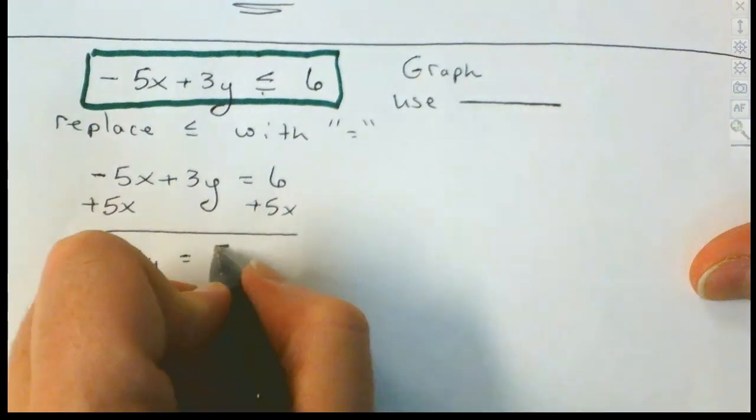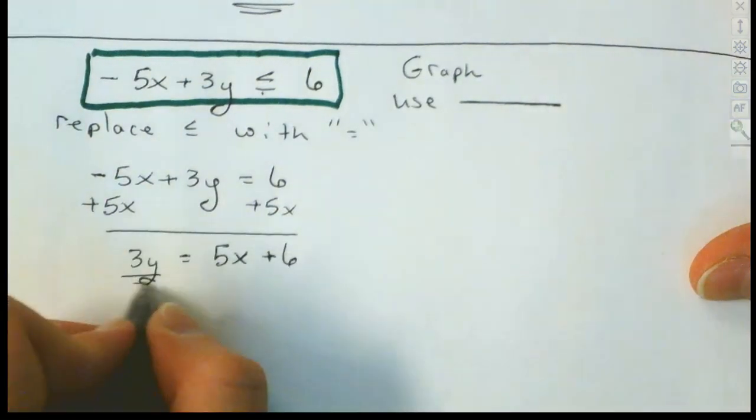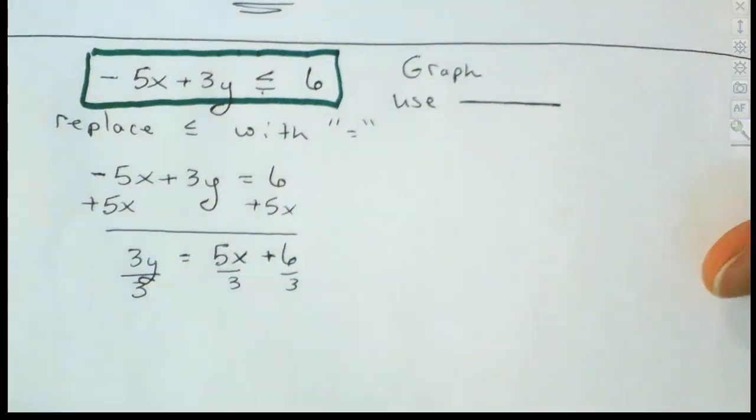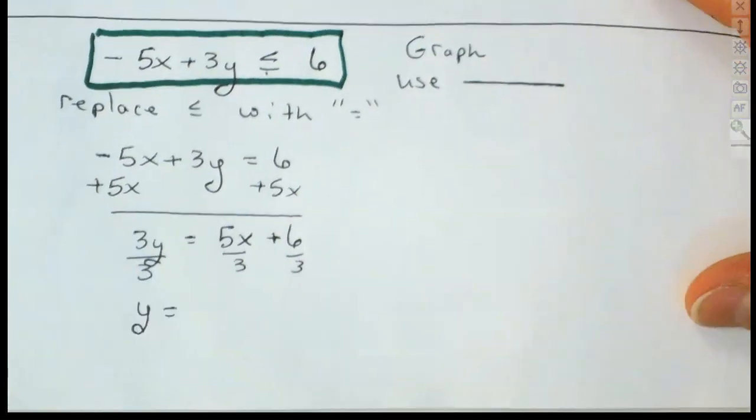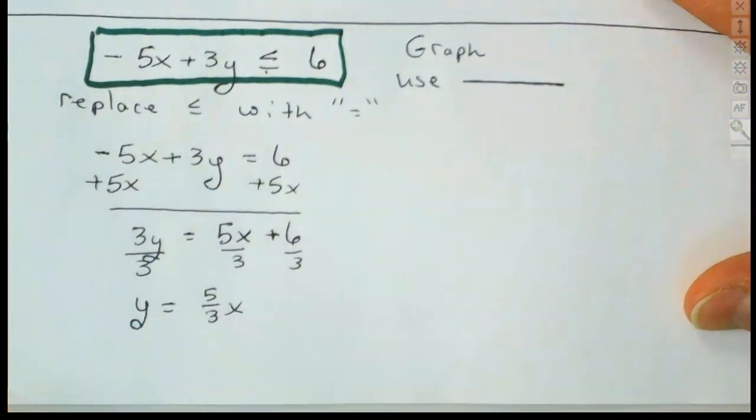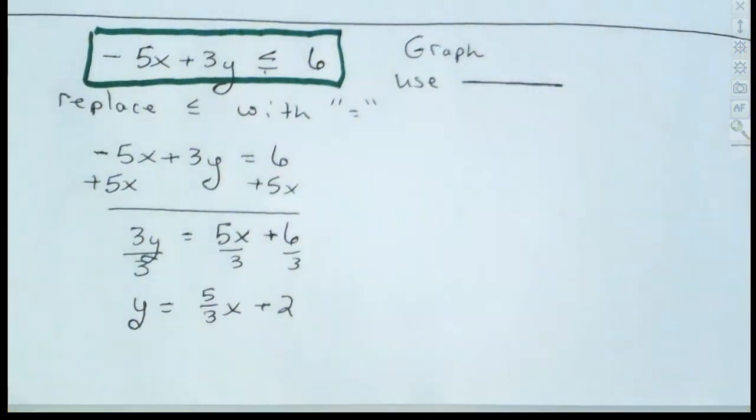So 3y equals 5x plus 6. Divide by your 3. And we now have y equals 5/3 x plus 2. Remember how we used to graph these. Also, when you're working in this chapter, if you come to a question and you don't know what to do, solve it for y, because that is going to take care of most of the questions. Most of the questions somehow are going to have you solve it for y. So if you come to a question and you really don't know what to do, solve it for y. That'll usually get you started in the right direction.